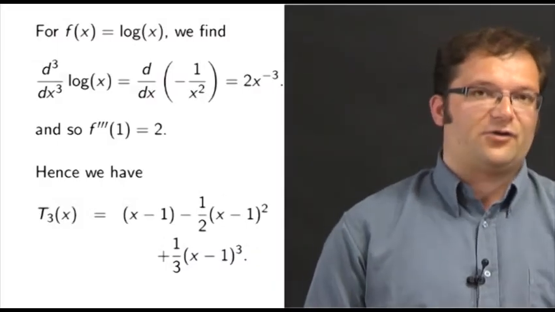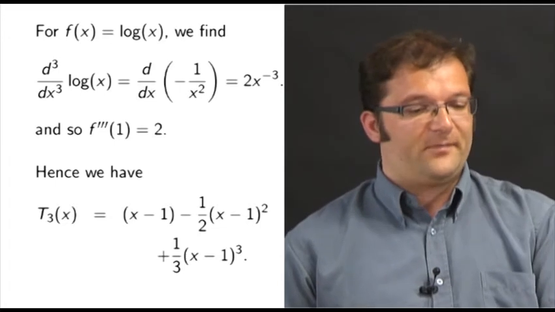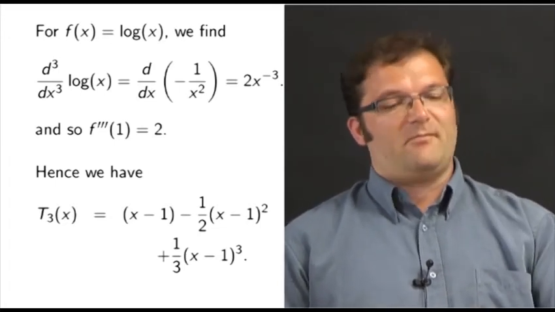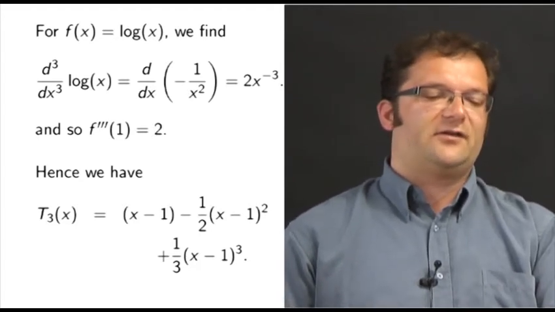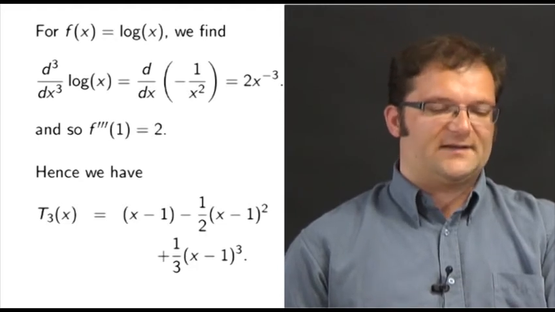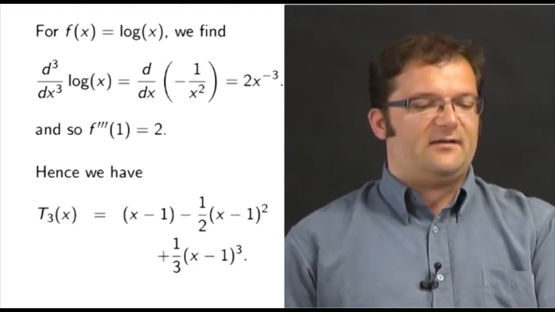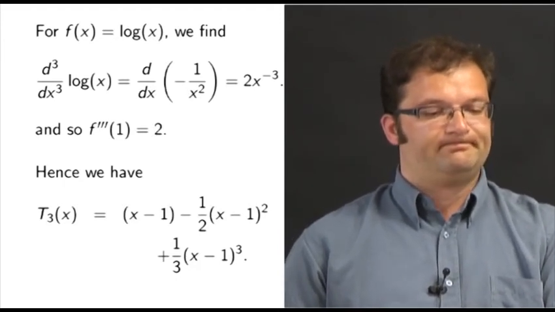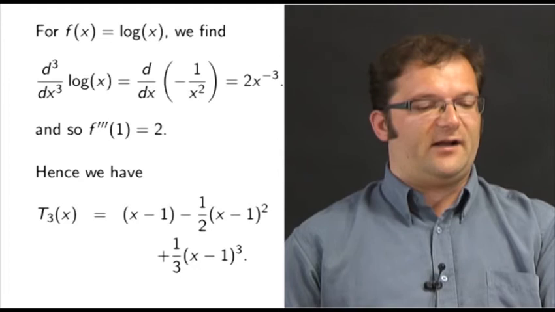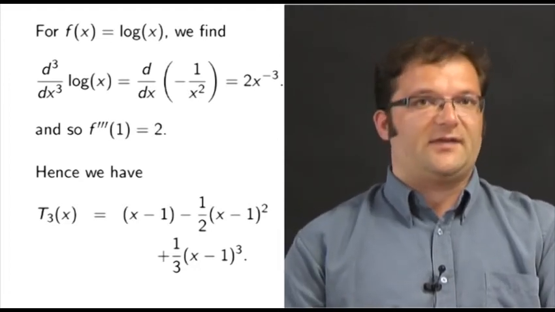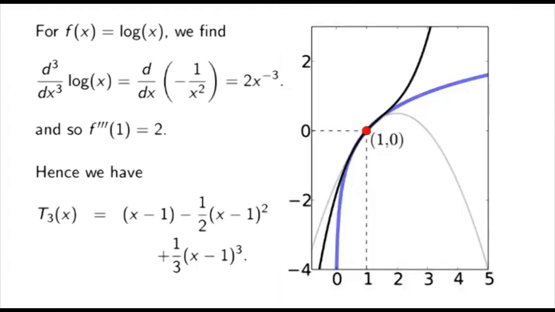Well, we need to compute the third derivative of the logarithm. That's the derivative of minus 1 over x squared, which is x to the minus 2, if you like. So the third derivative is 2 times x to the minus 3, because the minus signs cancel. Again, subbing in x equal to 1 into this formula, we find that the third derivative is 2. And now we substitute this value into our general formula for the polynomial, and you get what you see at the bottom of the screen. Let's put it on our graph.